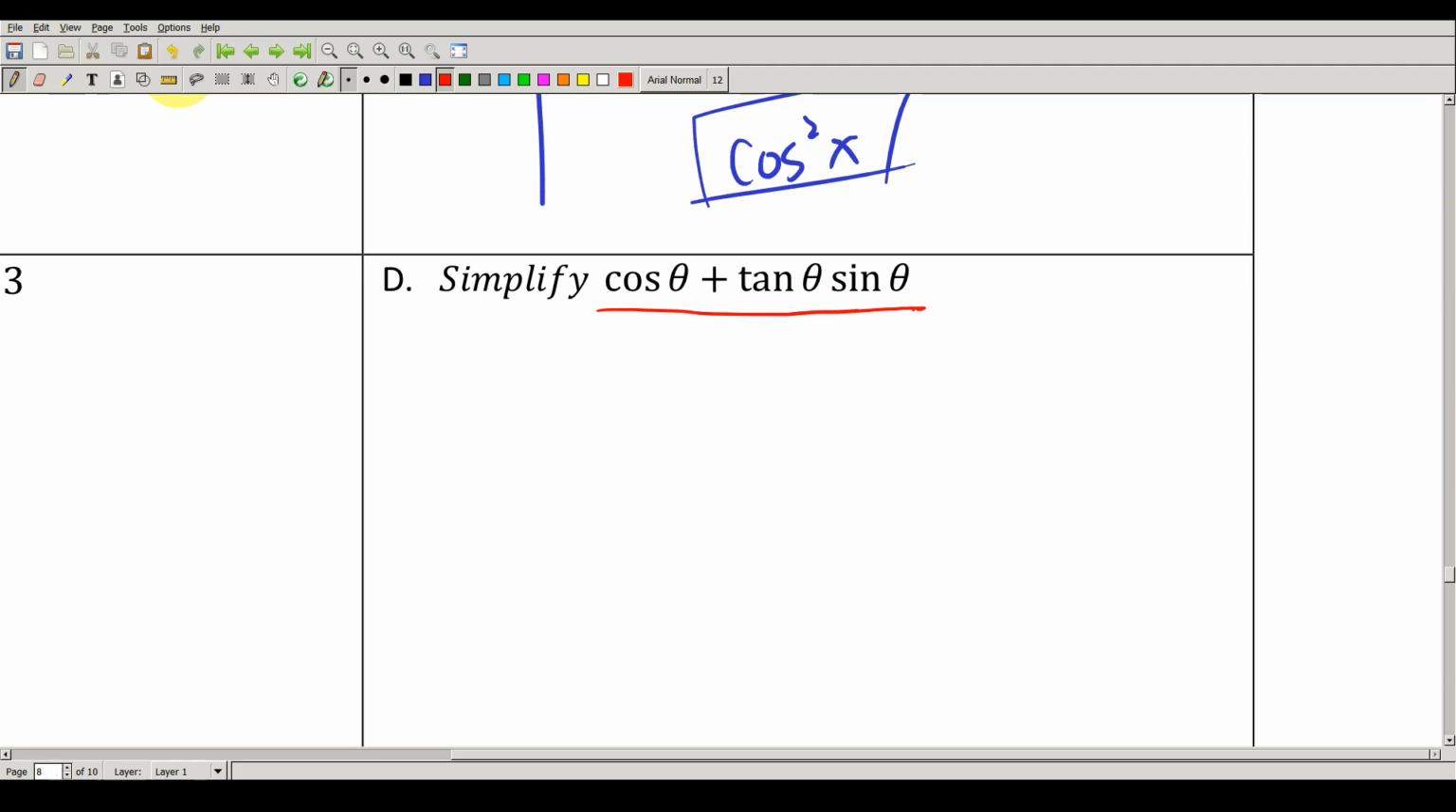So I want you to pause the video, work through this, figure out your answers, talk to one another, share answers, and then press play again and we'll go through the answer.